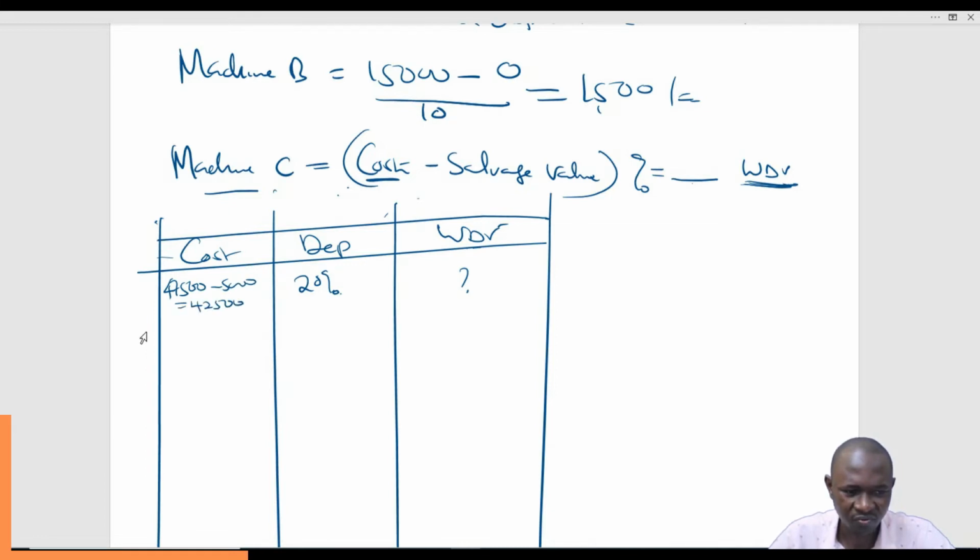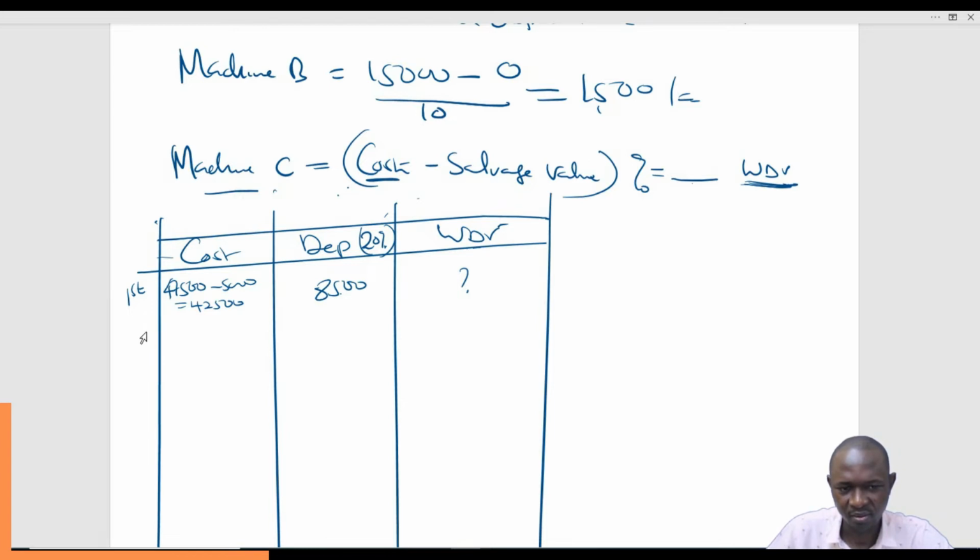So it's this 42,500 that we'll be subjecting now to the 20% annual depreciation. So let's have this 20% here, so that we don't end up using a lot of space, so that we have this open for us. So we'll simply take 20% of that figure, 42,500, and that gives us 8,500. So 8,500, this is the first year, so we can have first year here.